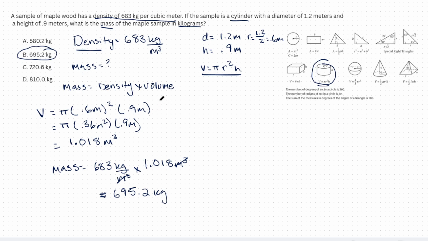Again, try to memorize these equations to help you out a little bit, and also try to memorize this mass equation so that you can do the problems quicker and give yourself plenty of time on the test.